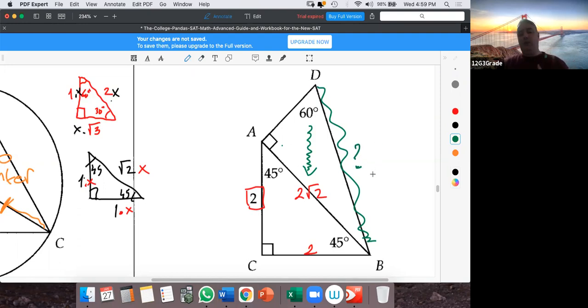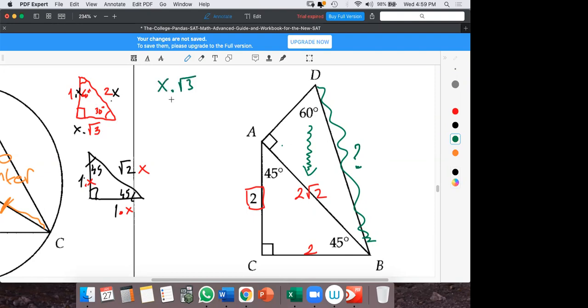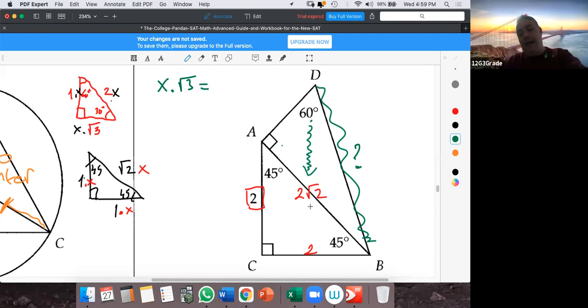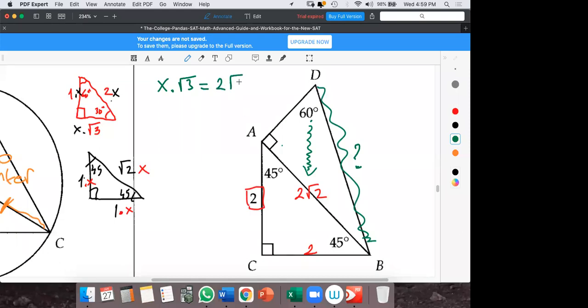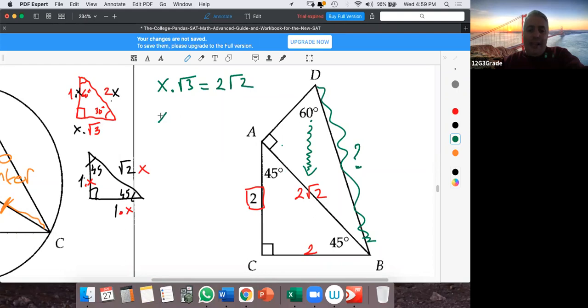Now, what am I going to do? Be careful now. By looking at this figure, opposite of 60 degrees is x times root 3. Is it correct? Yes. By looking at the given one, opposite of 60 degrees, what do we have? 2 root 2, bravo. Now, what is only x, can you tell me? Is this 2 times root 2 over root 3? Can we say this? Yes, no?